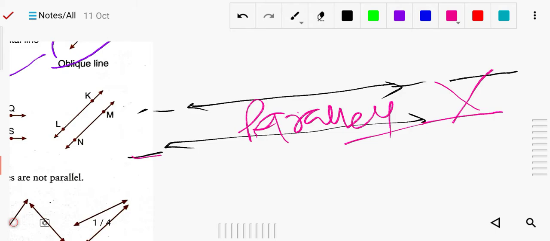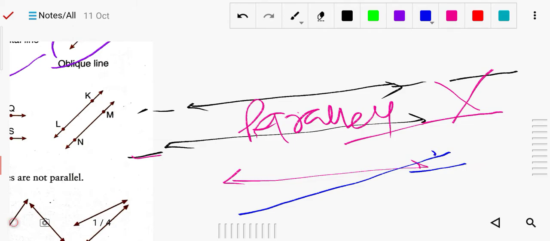If two lines are here and somewhere they cross, then they are not parallel. If they cross each other, they intersect each other, they are not parallel lines. If they are not meeting each other, they are parallel lines.